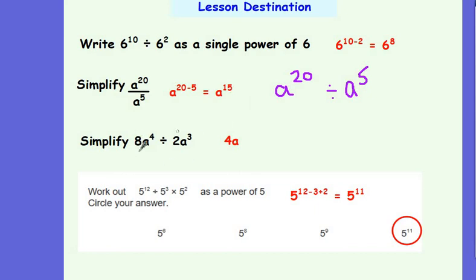For the third one, you needed to separate your numbers and your letters. And if you did the fourth one, well done. You needed to combine your knowledge of multiply and divide. For the division, you subtracted your power. For the multiply, you added your power. So that gave you 5 to the power 11.